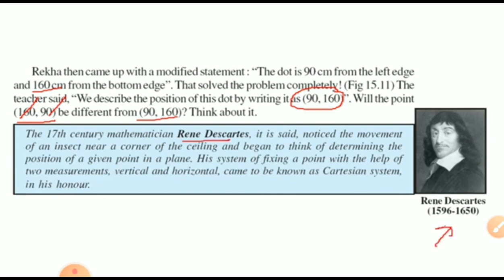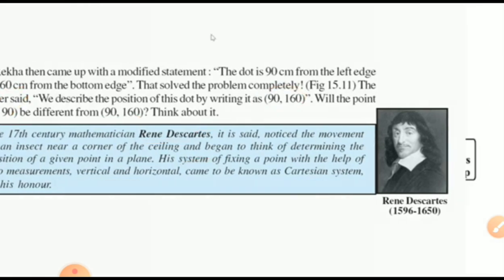This is René Descartes. He was born in 1596 and died in 1650. He gave these suggestions. Yes, my dear students, about 400 years ago he started to measure this type of thing using horizontal and vertical lines.